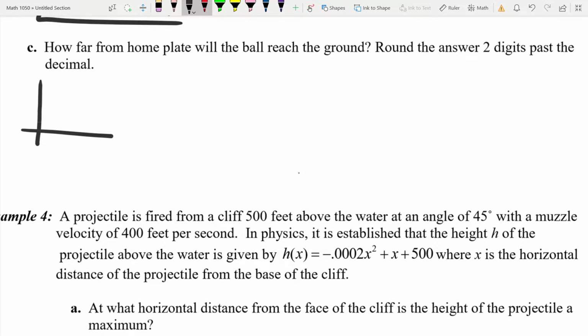So here's your ball. Okay, when it's hit, it's 3 feet above the ground. Then there's the path of the ball, okay? And then they want to know, how far from home will it be when it reaches the ground? I need someone to raise your hand and tell me where on that graph that I just drew is the ball touching the ground. Raise your hand and tell me.